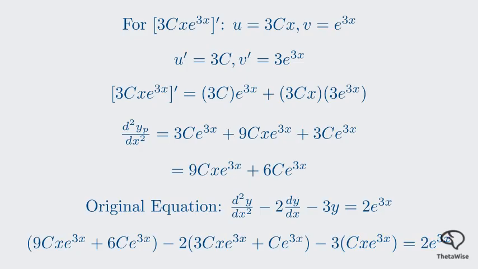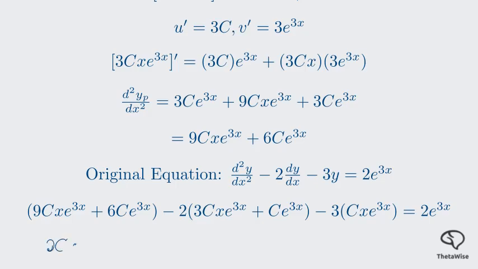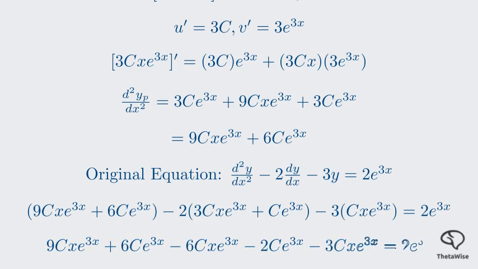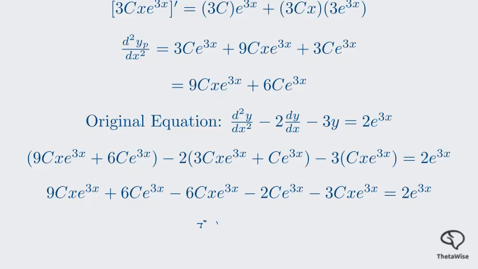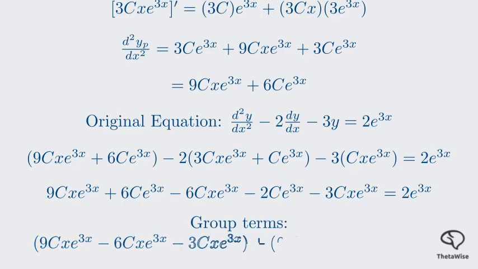Now let's simplify by distributing the negative signs. We get 9cxe to the 3x plus 6ce to the 3x, minus 6cxe to the 3x, minus 2ce to the 3x, minus 3cxe to the 3x, equals 2e to the 3x. Notice what happens when we combine the like terms. This is an important check that you've chosen y_p correctly. Let's group the terms. First, all the cxe to the 3x terms. 9cxe to the 3x, minus 6cxe to the 3x, minus 3cxe to the 3x. They all cancel out, summing to 0.